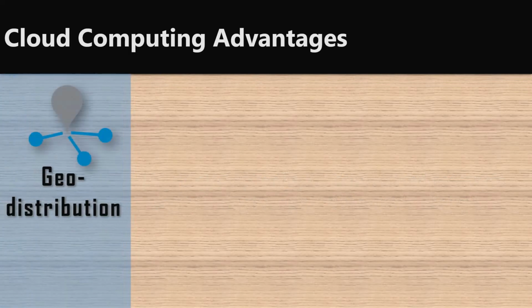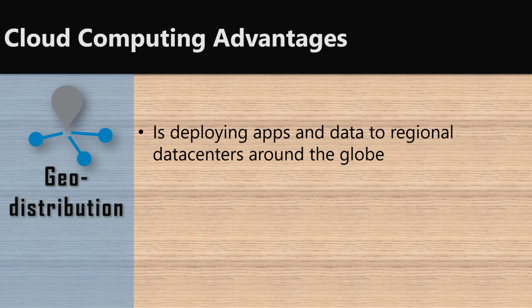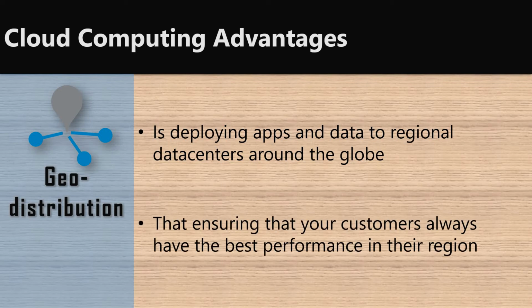That will take us to geo-distribution. If you have a geographically distributed application, for example, you want your application to be accessed from several different geolocations all over the world, you can just deploy your application to data centers in those geolocations. You choose where you would like to deploy your application, close to your users. This way, your customers will always have good performance in the regions where they are.